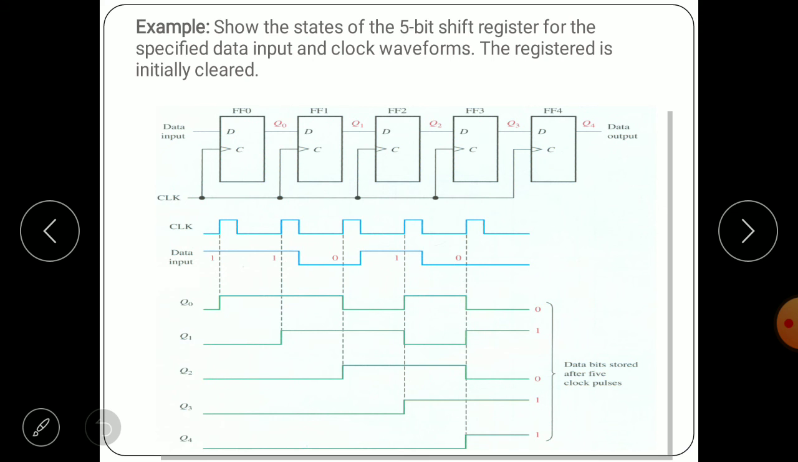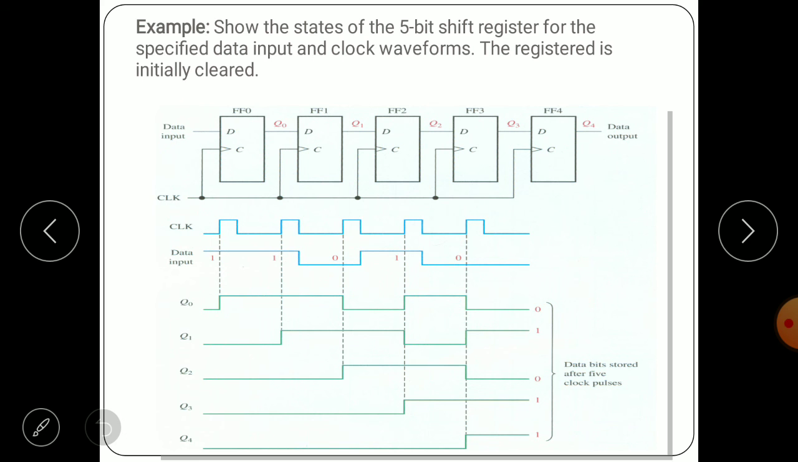During the second clock pulse, what is the function here? The first flip flop output is given as input of the second flip flop. What is the output of Q1? Q1 is 1. See here, Q1 is 1, but the data is also 1. During the second clock pulse the data is 1 as well as Q1 is 1. Both are 1, and the remaining Q2, Q3, Q4 are zeros, right?